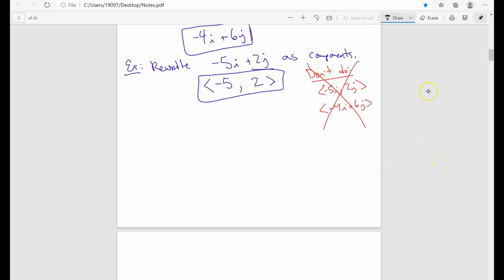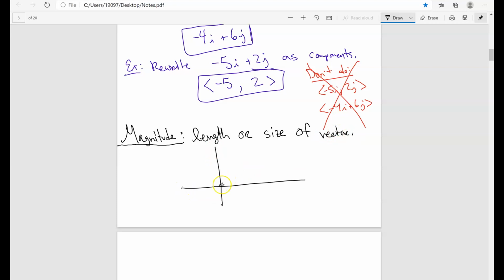Okay. So one of the things that I want to be able to do also is talk about magnitude. When we talk about magnitude, we're basically talking about the length or size of the vector. If you imagine drawing a vector with two components, let's say x comma y, that means in this direction is x units, in this direction is y units.